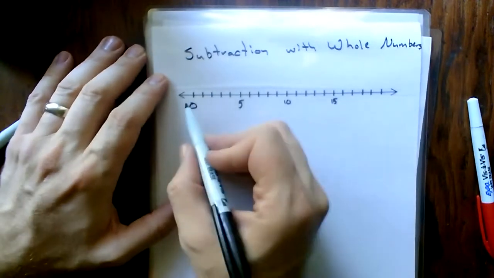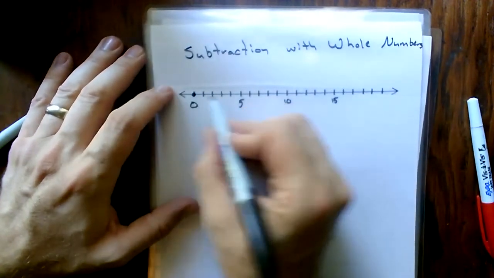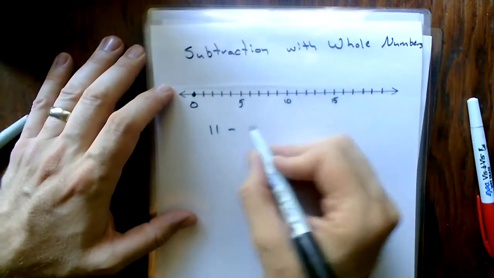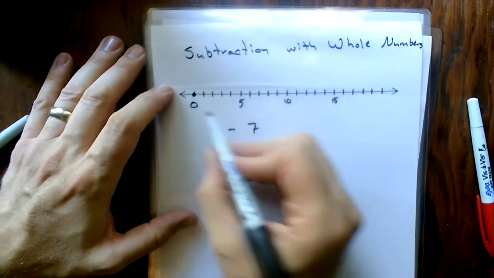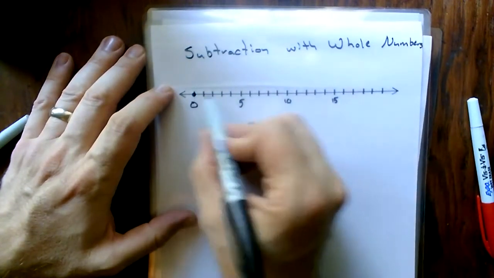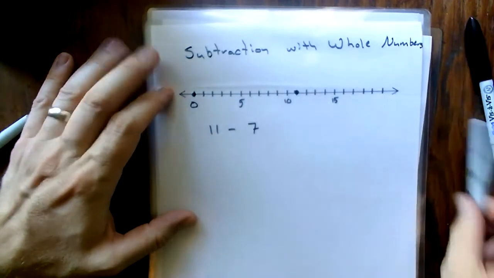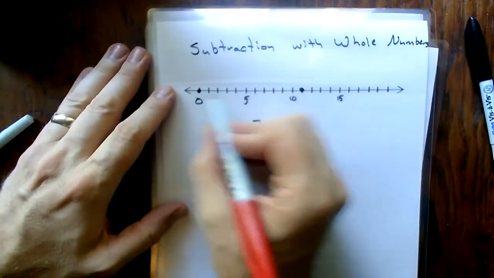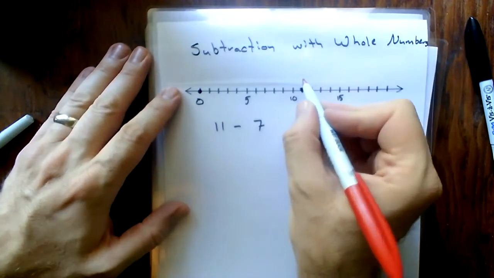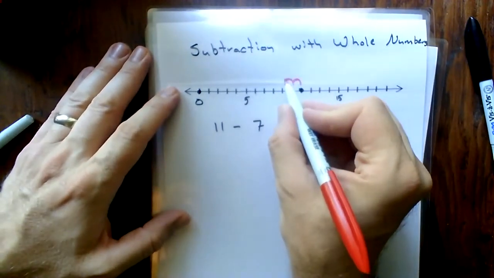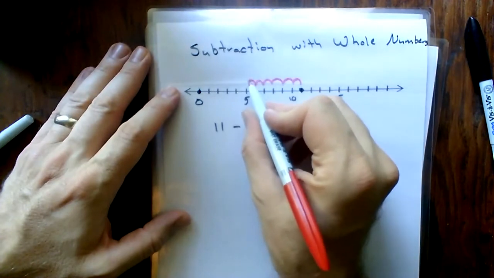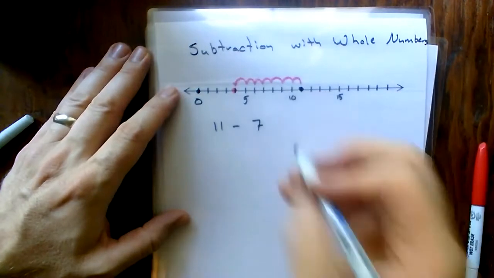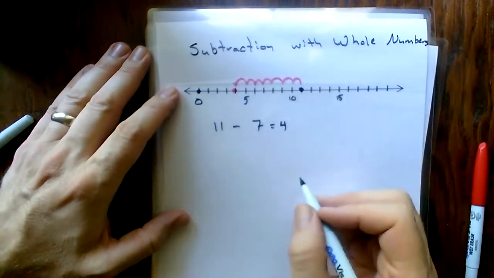If I think of counting as sort of moving further to the right on a number line, say I do 11 minus 7. 11 is counting in one direction, and then subtraction is literally moving backwards. So we start at that 11, and then we're counting backwards 7 spaces. 1, 2, 3, 4, 5, 6, 7. And that would be equal to 4.